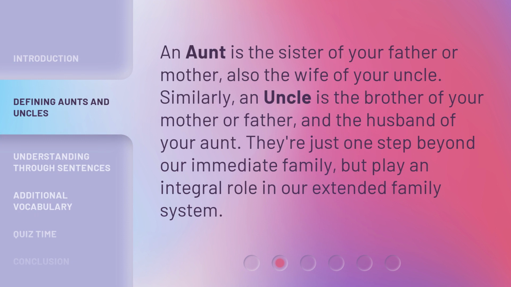An aunt is the sister of your father or mother, also the wife of your uncle. Similarly, an uncle is the brother of your mother or father, and the husband of your aunt. They're just one step beyond our immediate family, but play an integral role in our extended family system.